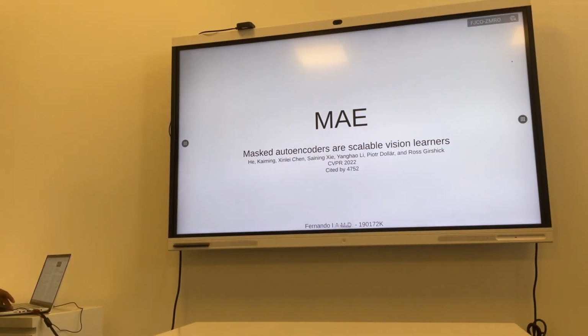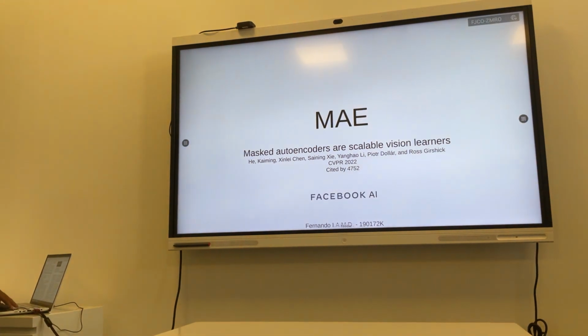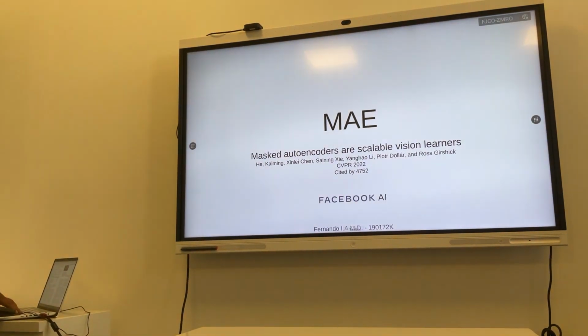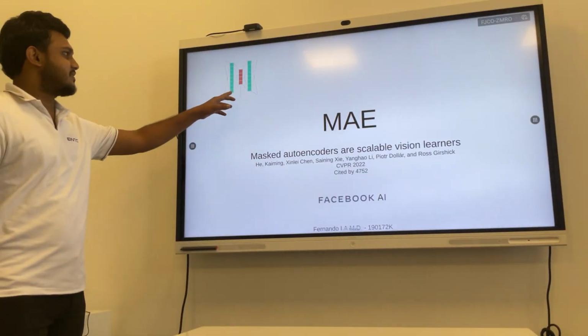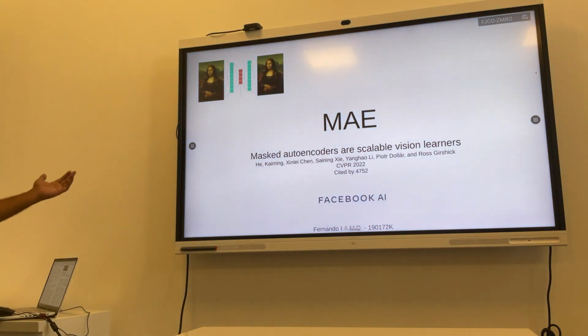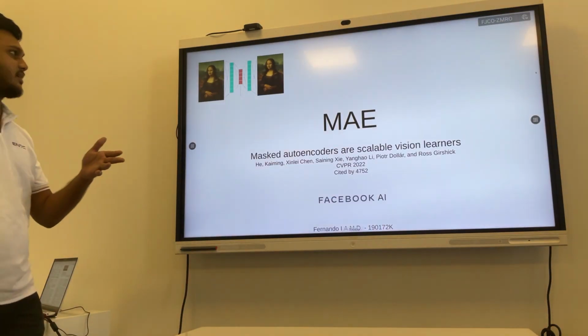The long name is Masked Autoencoders Are Scalable Vision Learners, and these are the authors, and they are all from Facebook. This is a CVPR 2022 paper, although it was published in December 2021. Just to get a start, so we know what autoencoders are, it's something like this. There's an encoder and there's a decoder, and what we simply do is give an input and try to reconstruct it according to the task.